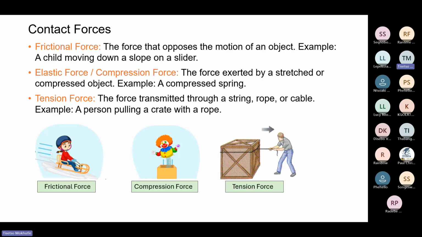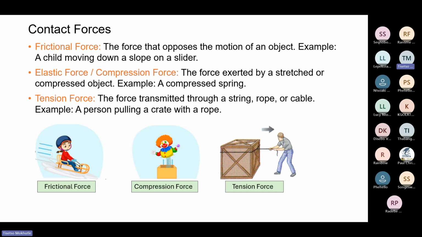Examples are gravitational force, magnetic force, electric force. Let's look now at the contact forces. The contact force that we are looking at here is a frictional force. The force that opposes the motion of an object is called frictional force. Now, an example here, a child is moving down the slope on a slider. If there was no frictional force, obviously the child would slide forever and not come to a stop.